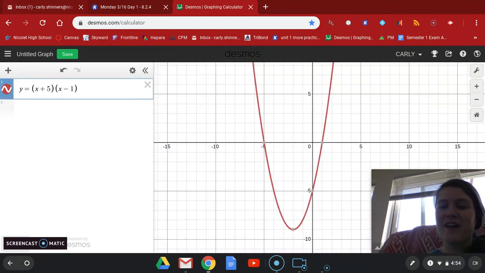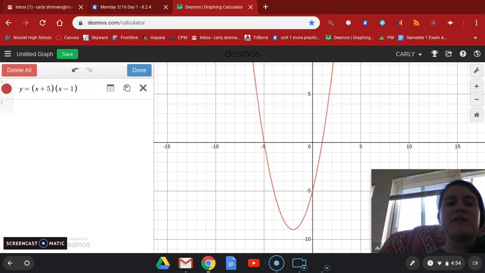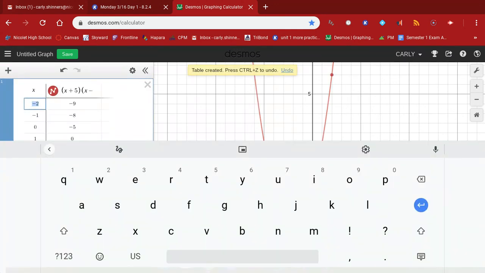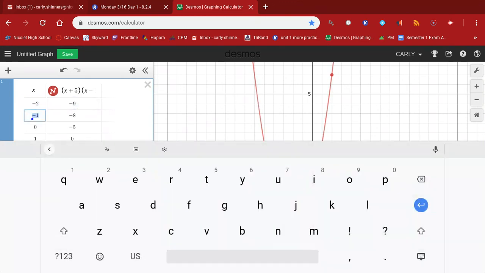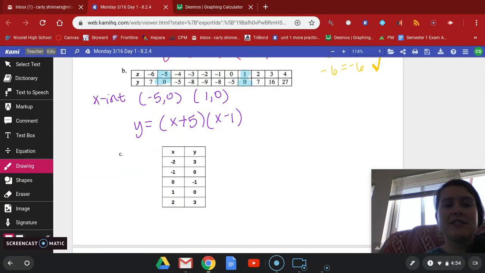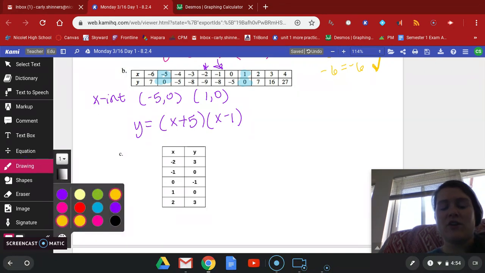Let's take a look here. The parabola gives me x-intercepts of 1 and -5. And let's pull up the table and make sure that the table matches the table that was given in the problem here. So I see -2, -9, -1, -8. Let's see if those values are in this table. They sure are, guys. So we can say that this is also a correct equation.